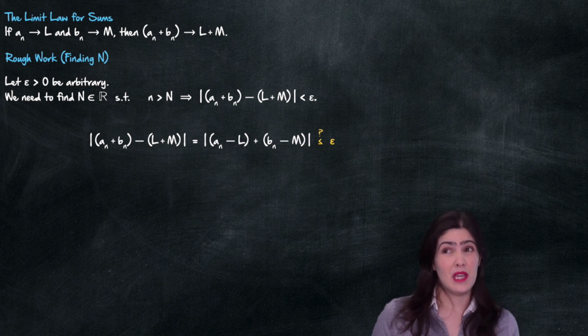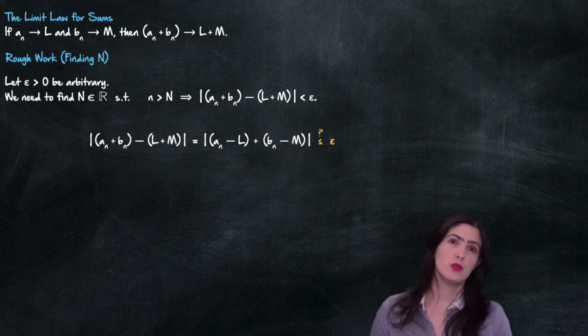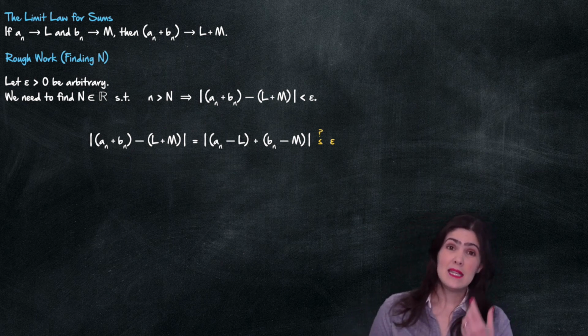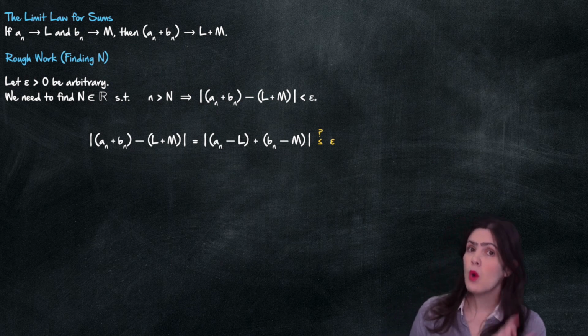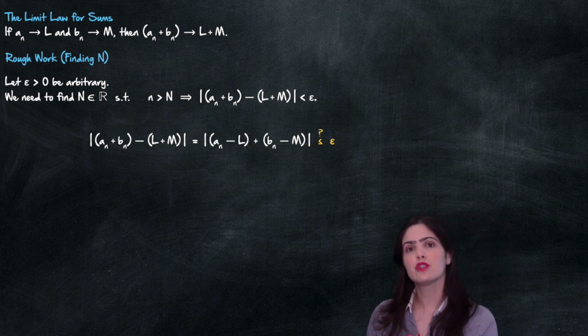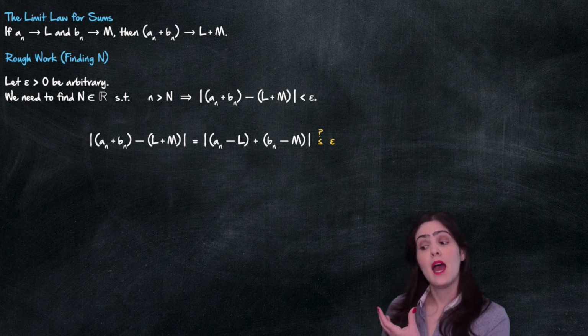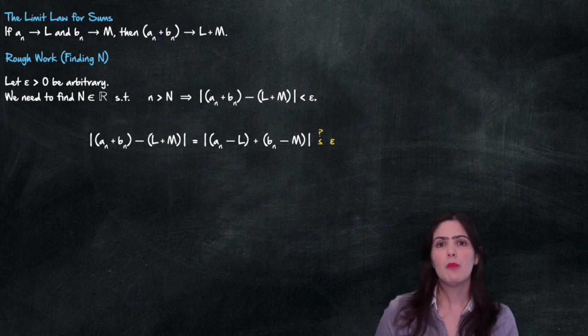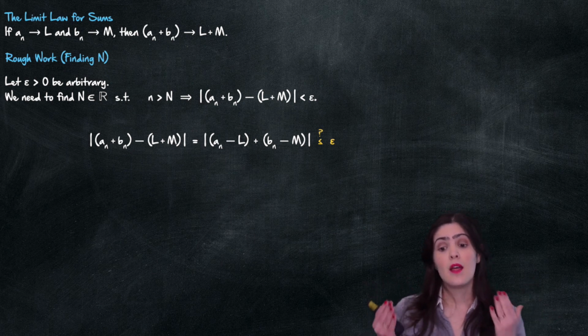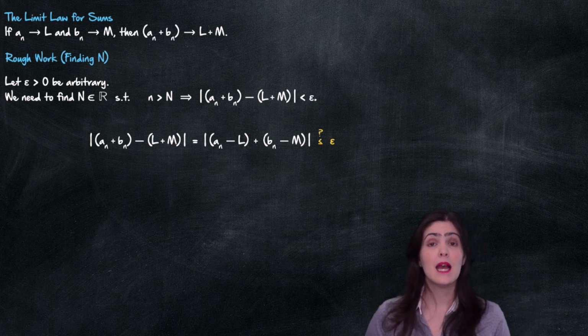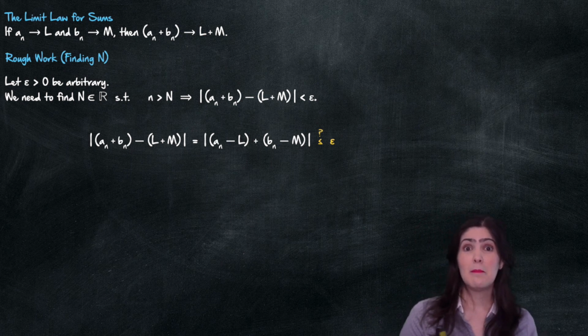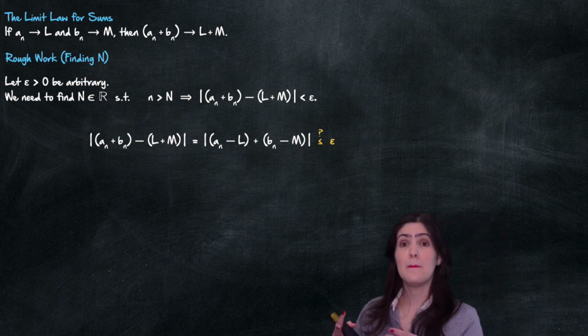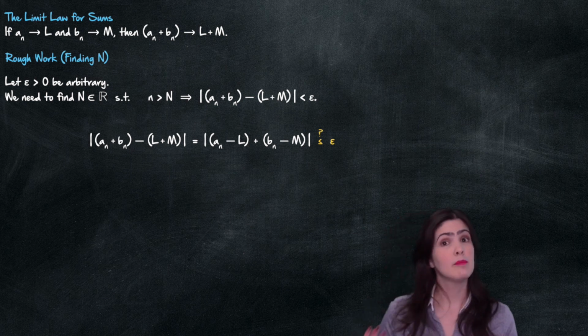But the only things that I have at my disposal is that I know that because an converges to L, I can make the distance between an and L as small as I like. And because bn converges to m, I can make the distance between bn and m as small as I like. So what I would like you to do is pause the video and try to think of a way of connecting this quantity that we have here and the absolute value of an minus L and the absolute value of bn minus m. And when you're ready, please come back.